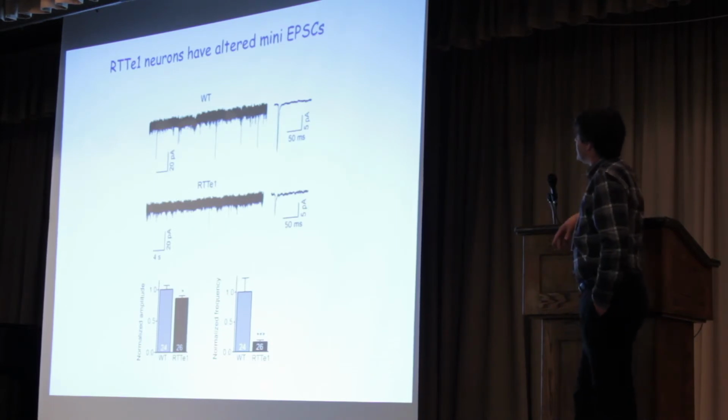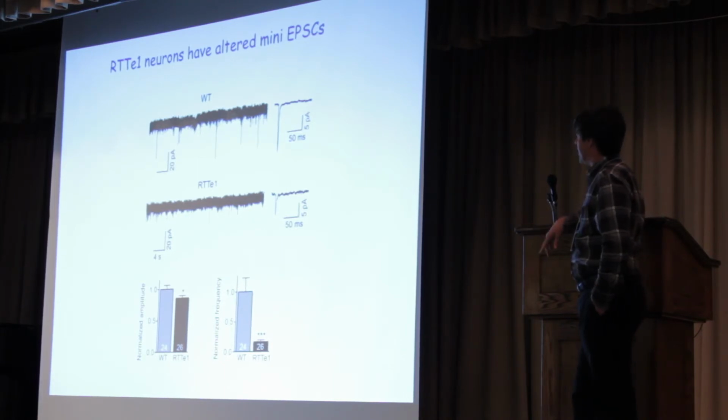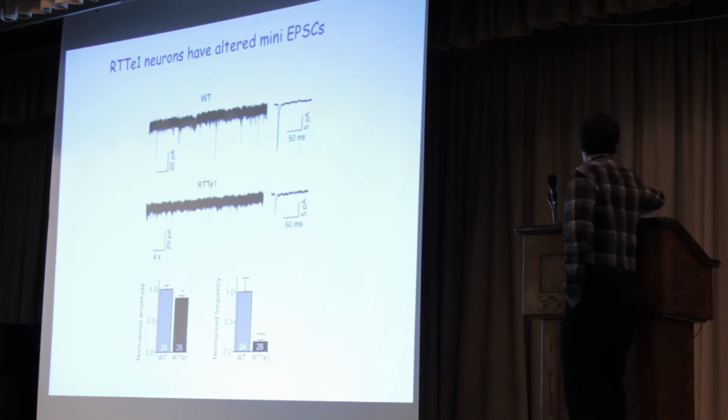This is the mini EPSCs, so each of these bars indicates a release of neurotransmitters, and again you can see some differences between the wild types and the Rett syndrome neurons, most commonly in the frequency over in this bottom right-hand graph, with the black bar showing it's very, very different from the unaffected controls.